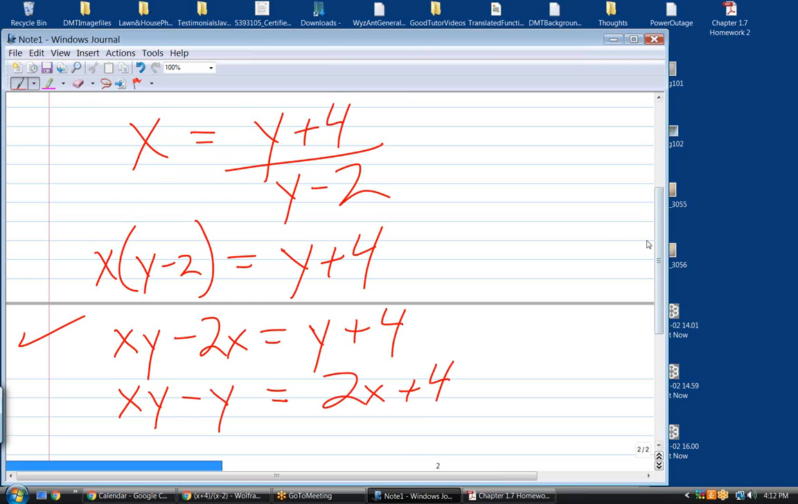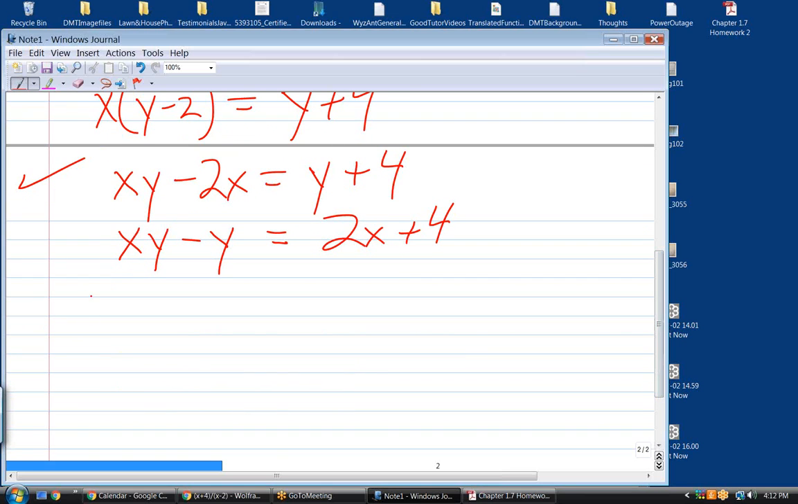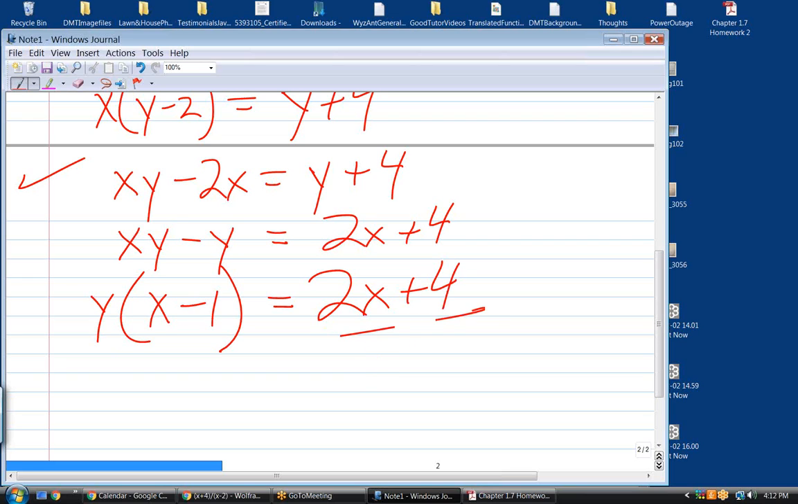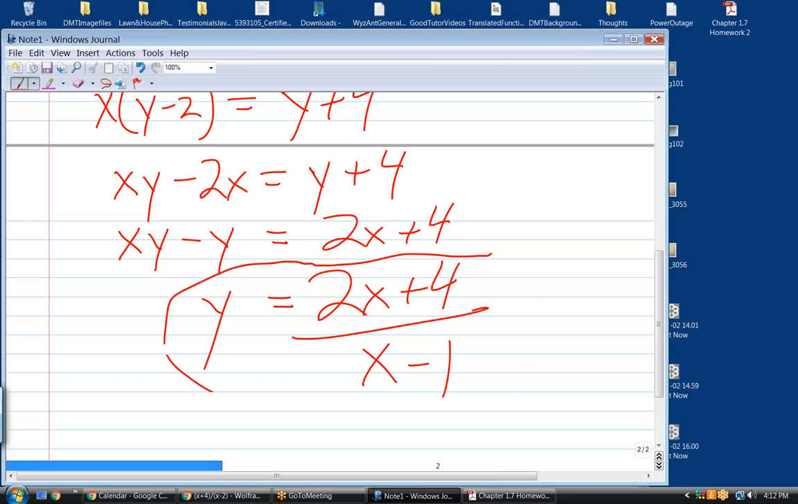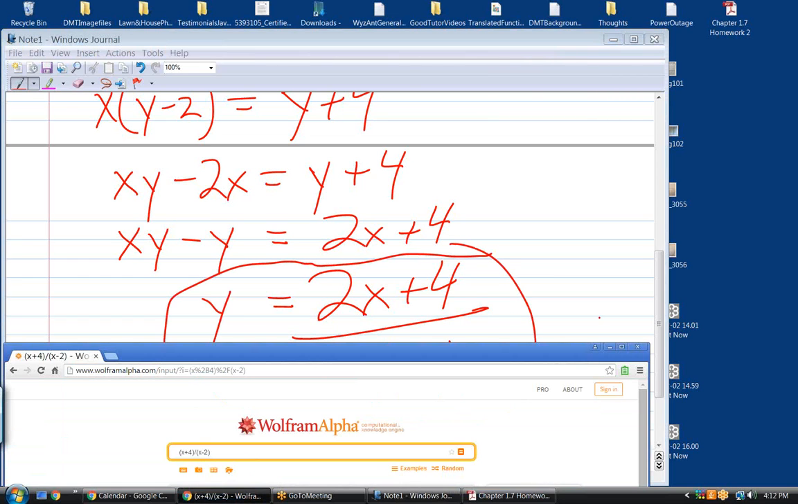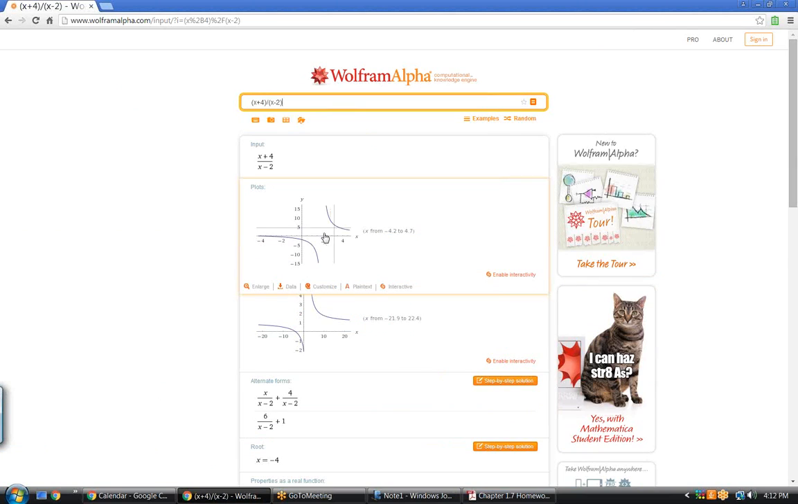Okay? Now, factor out the y. So you're left with x minus 1. And now divide both sides by the coefficient x minus 1, and you've solved for y. Okay. That's the inverse. If I were to graph that function on Wolfram Alpha, it would be this function reflected over the line y equals x. That's all it would be.